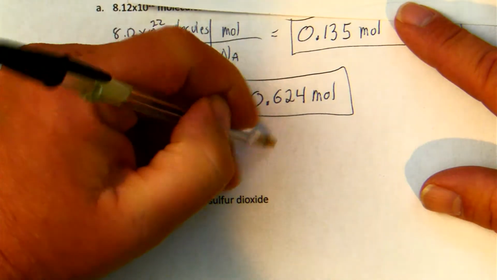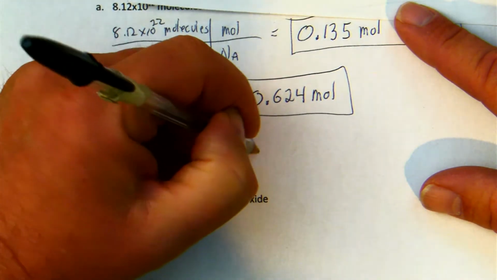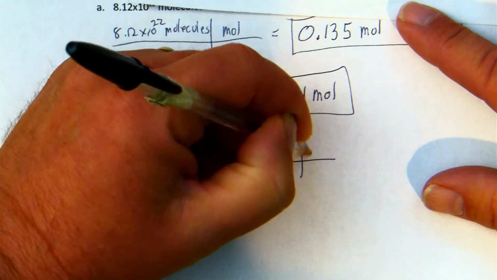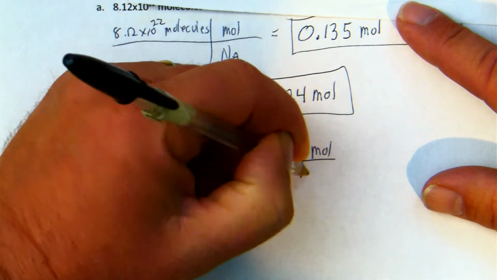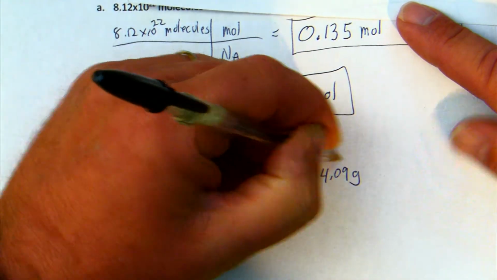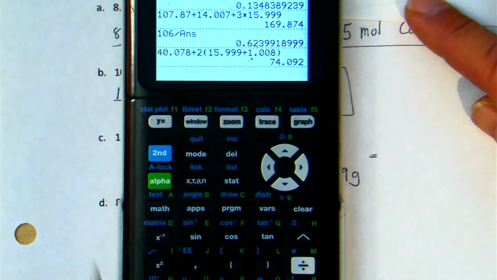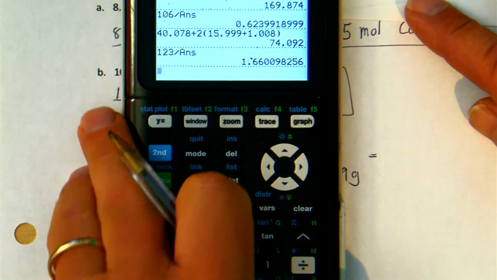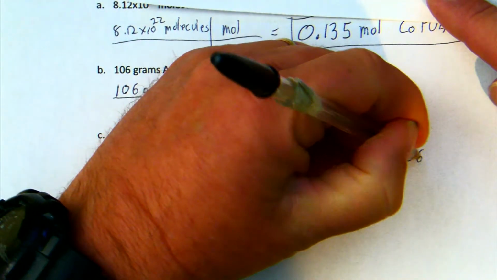The gram formula mass is 74.09 grams per mole. So if I go 123 grams times 1 mole for every 74.09 grams, in other words, if I go 123 divided by the number currently displayed on my calculator, the result is 1.66 moles.